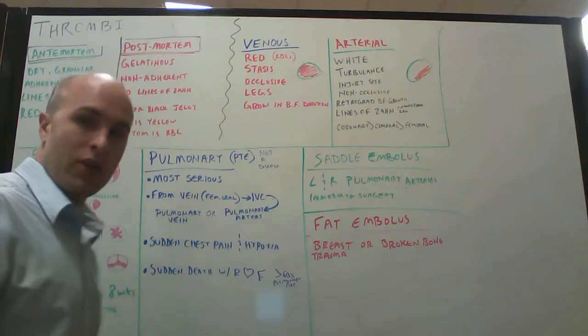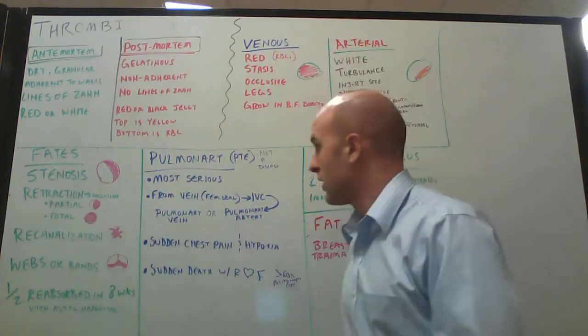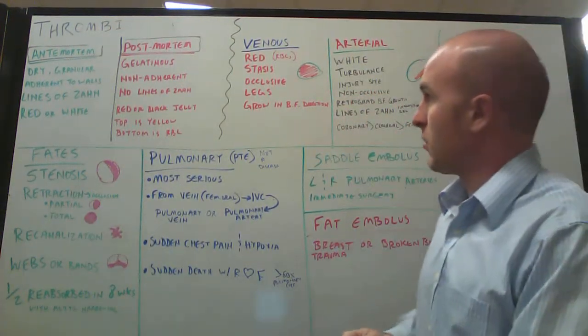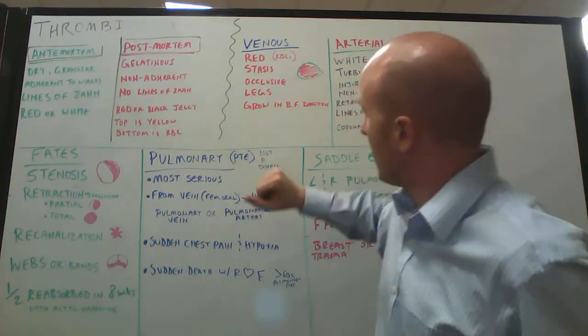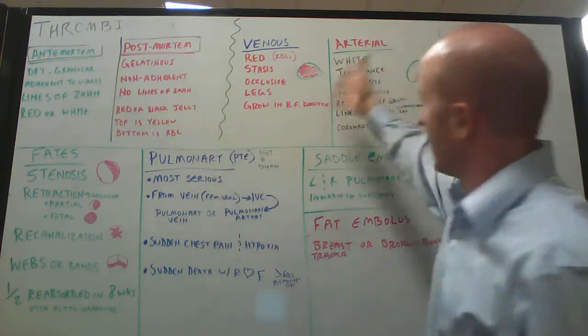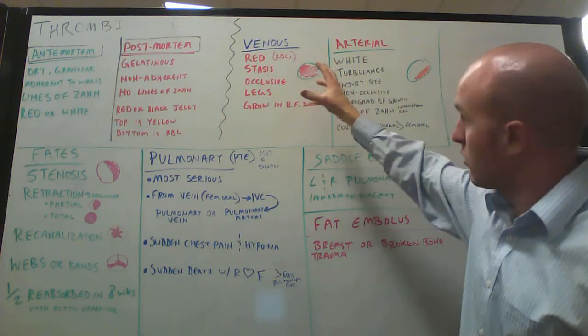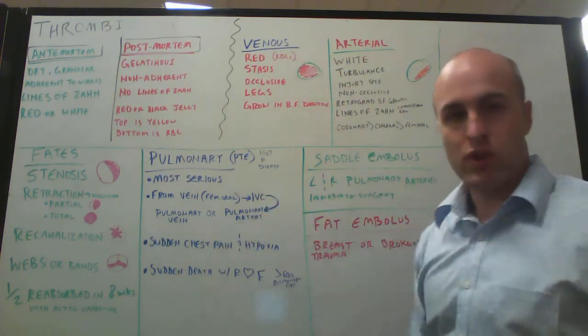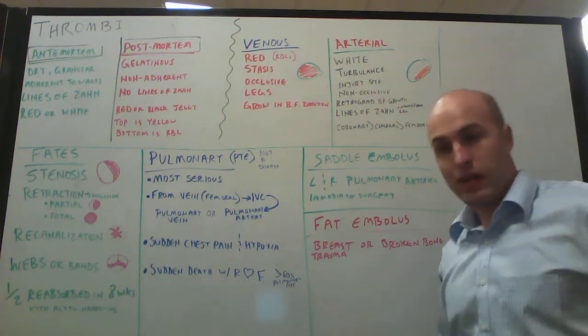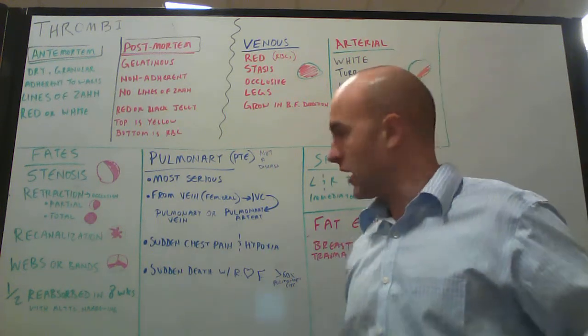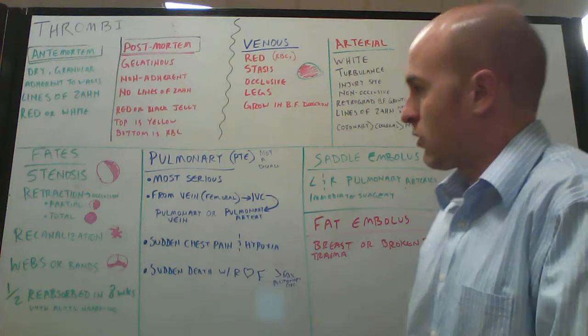So now going on, there are different fates of these emboli. So now these have formed, let's say one formed in the venous circulation, and it's going to break loose and start flowing through the bloodstream, and they're going to end up somewhere. It's going to get stuck somewhere. Something's going to happen with this thing. So there are a few things that can happen.